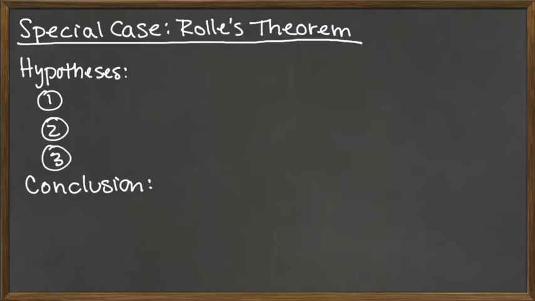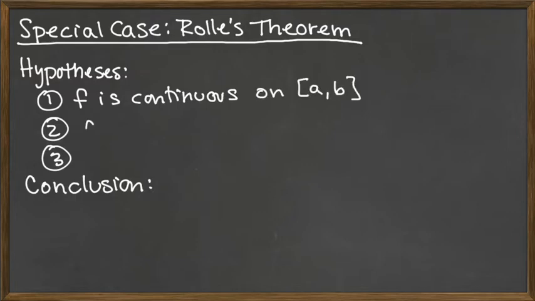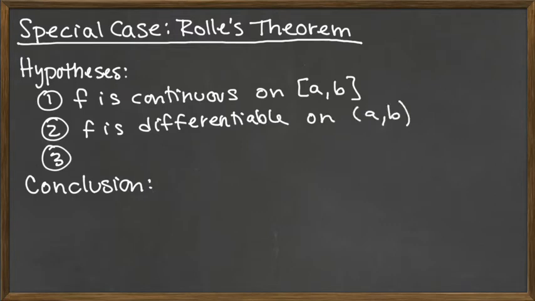Next, we'll be looking at a special case of the mean value theorem, and that special case is called Rolle's theorem. So as a special case, the first two hypotheses are the exact same as the ones that we had for the mean value theorem. So we have that f is continuous on the closed interval [a, b], and we have that f is differentiable on the open interval (a, b), where we don't include the endpoints.